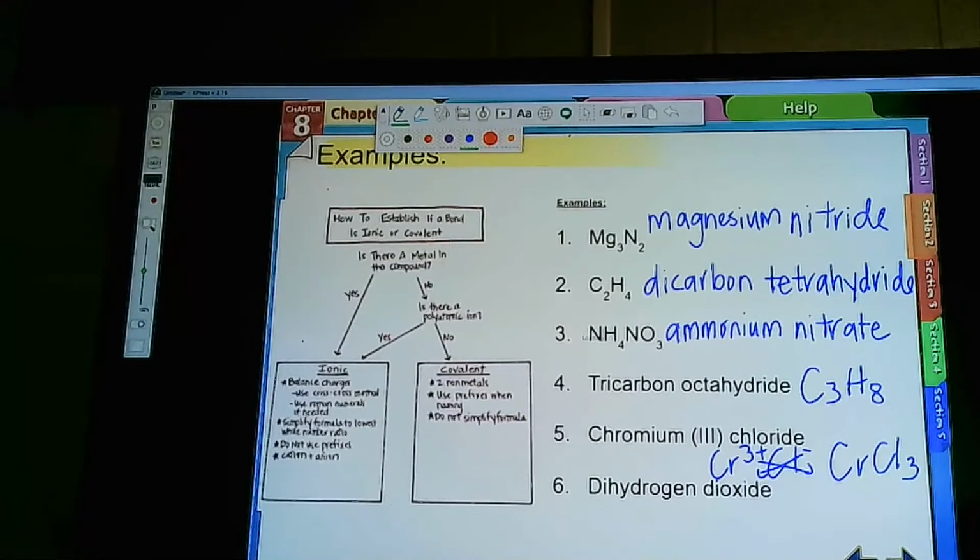And then our last example, we have dihydrogen dioxide. I see prefixes, so I immediately should know that it is covalent. So I have H2O2.